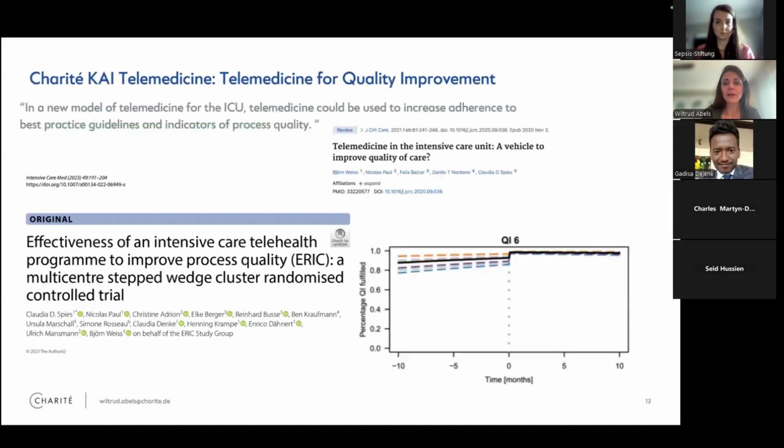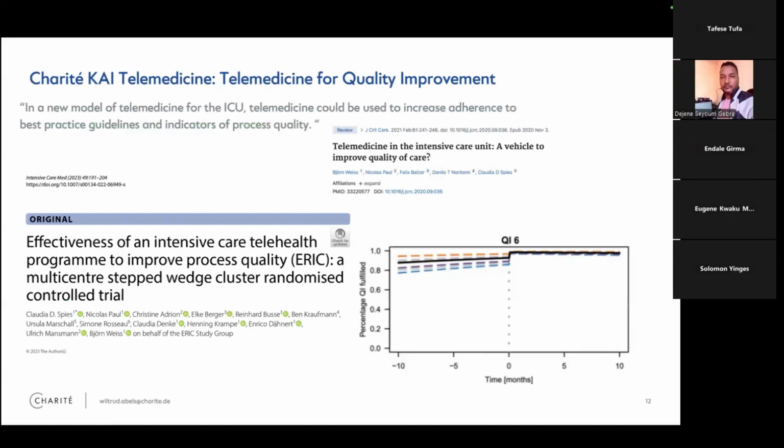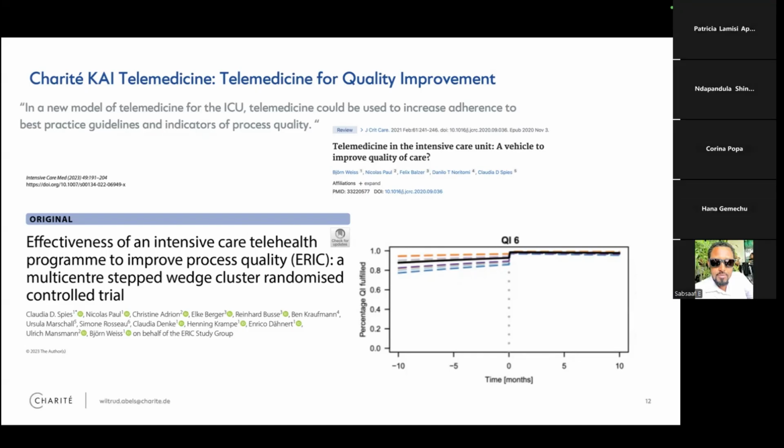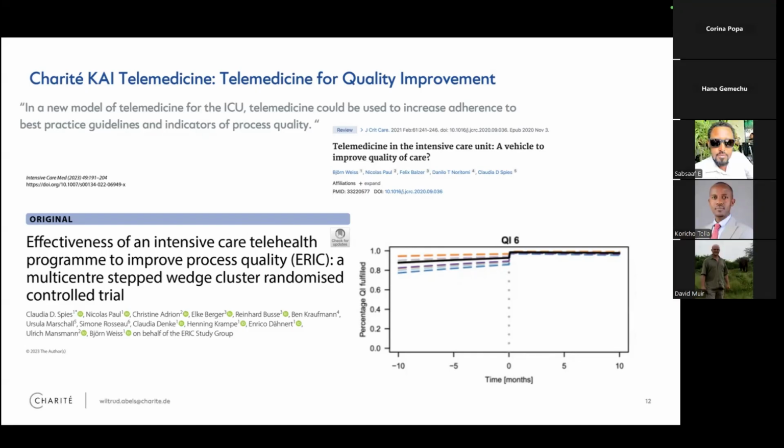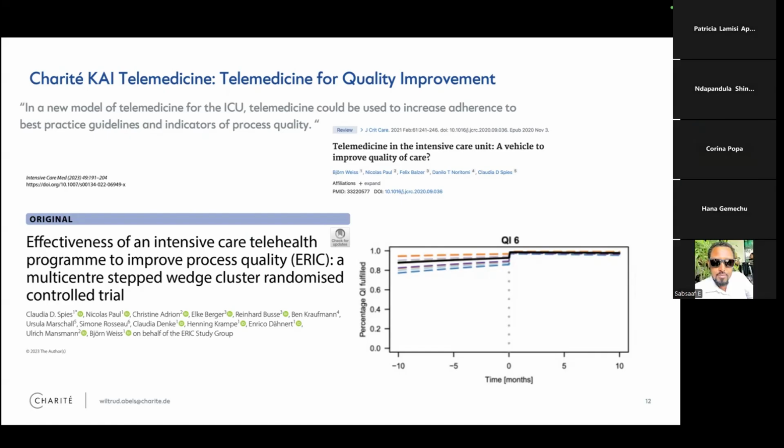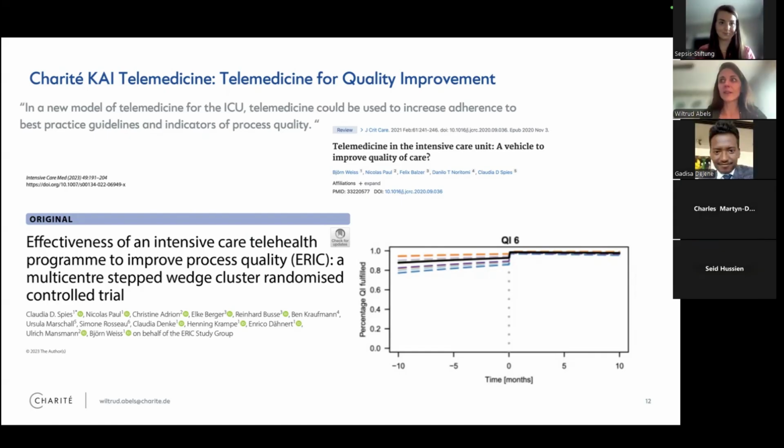This is just one example, and I'm only highlighting this because I want to take a little step further and highlight that telemedicine can be a tool for quality improvement. And this is something that I think is a very good way of looking at telemedicine and also at looking at the evaluation of telemedicine.